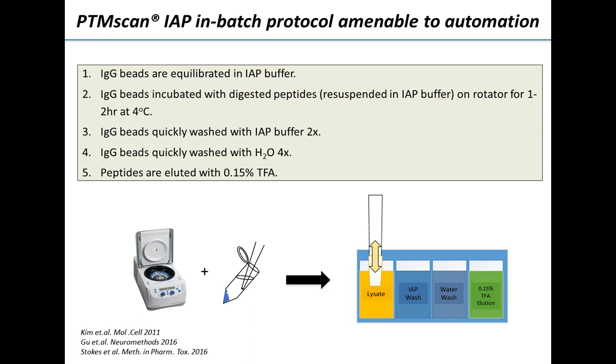Shown here is the IAP manual protocol. Just very briefly, antibody-coupled beads are incubated with our digested peptides containing our KGG peptides of interest. The beads are then washed several times to remove nonspecific binding prior to elution with acid. You can see it's a fairly straightforward protocol, and you can imagine if we can transfer the antibody onto a tip format, that would make the protocol really amenable to automation.